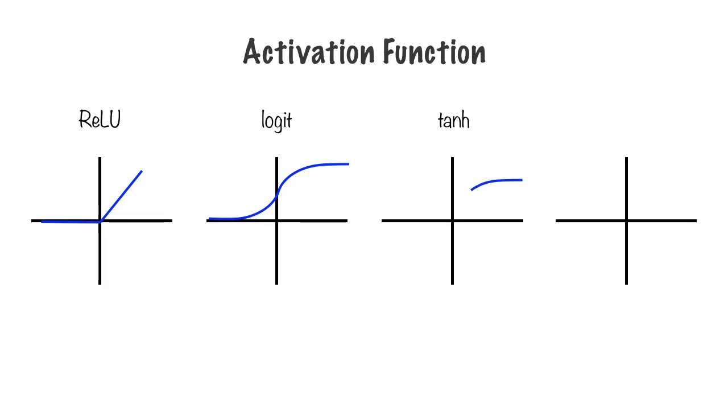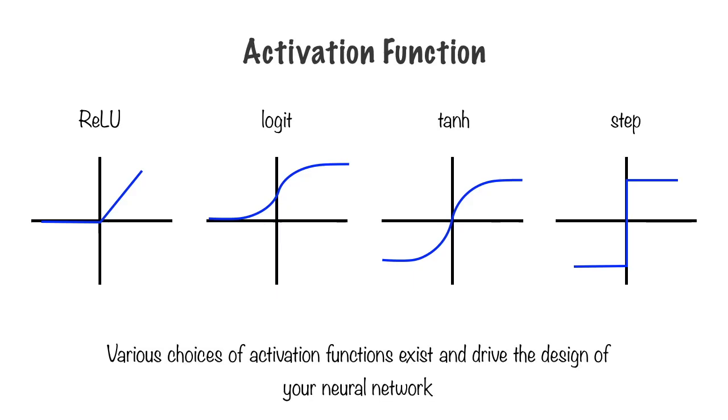You can also have the hyperbolic tangent as an activation function. Once again, it's an S curve which ranges from minus 1 to 1. Another possible activation function is the step function, which clamps the output to either minus 1 or 1. These are some of the choices that you could make to specify the activation function for your layer of neurons. These choices drive the design of your neural network and are critical in determining how your neural network performs. So make your choice of activation functions sensibly and with some thought.